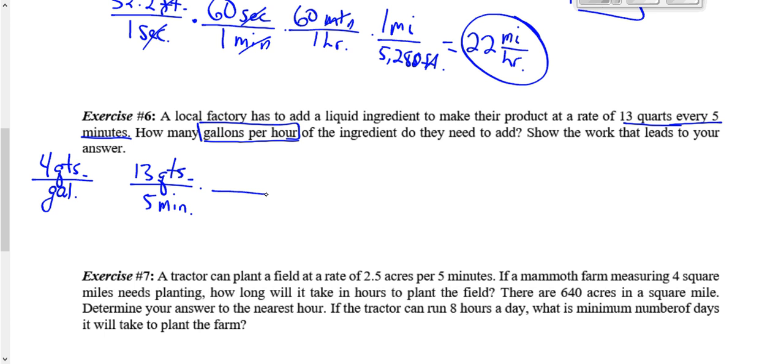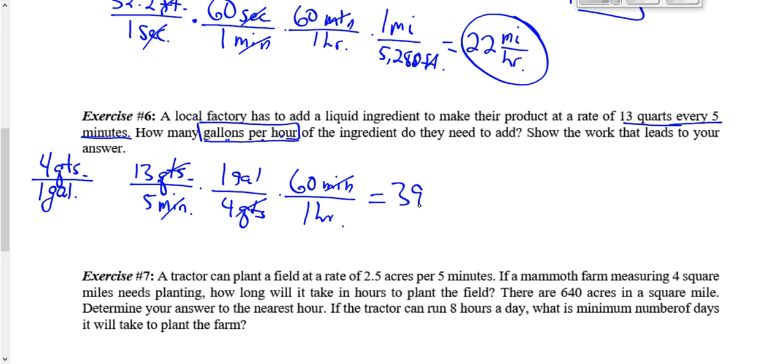Go ahead. Okay, 1 gallon to 4 quarts. Quarts cancel. Now let's cancel minutes. Time 60 minutes over 1 hour. So minutes cancel. 13 times 60 divided by 5 divided by 4. Yeah? 39 gallons per hour.